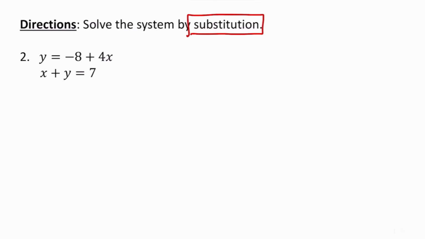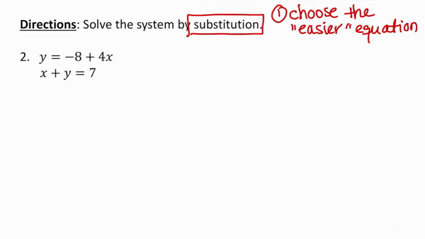In substitution, the steps that you want to take are: step number 1, choose the quote-unquote easier equation. If I take a look at this example, I have y equals -8 plus 4x, and I have x plus y equals 7. The easier equation would be y equals negative 8 plus 4x because the y is already by itself.